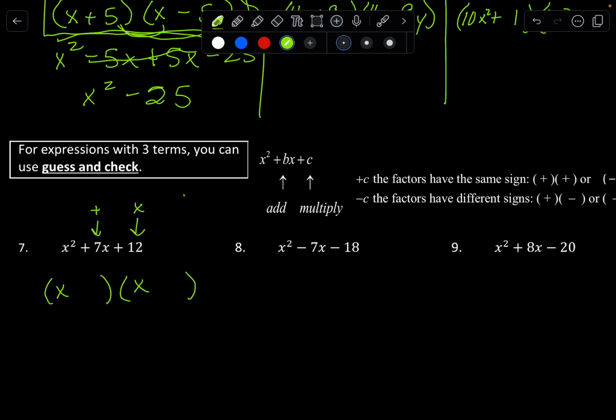If it's helpful for you to make a list of factors of 12, I could come up with a 4 and a 3, a 2 and a 6. I'm looking for ones that add to be that middle number. In this case, I'm looking for ones that add to be 7. Hopefully we're okay with this being a plus 4 and a plus 3.